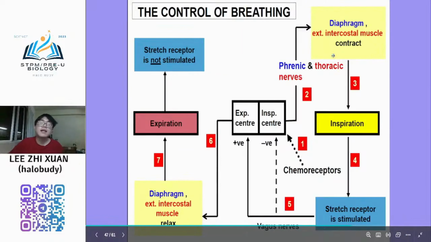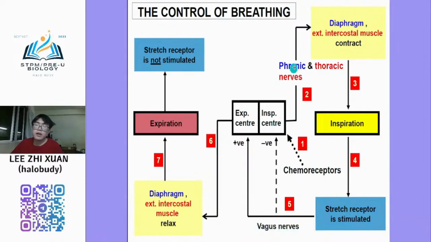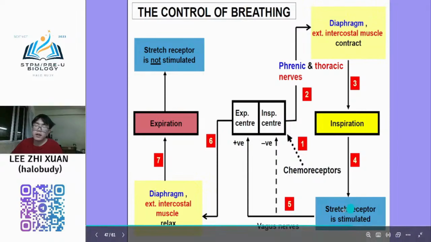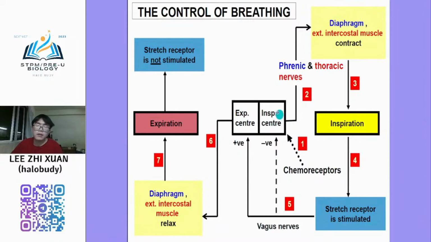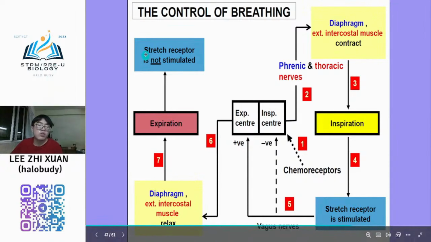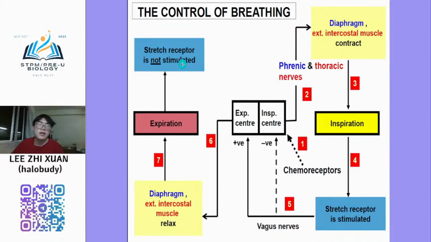So it goes like this. If the chemoreceptor is stimulated, it will go to the inspiratory center, and then to the signal for inspiration, and then the stretch receptor is stimulated, and it will give a positive effect to the expiratory center, but a negative effect to the inspiratory center. So it will stop the inspiration first, and then stimulate expiration, and then after expiration the stretch receptor is not stimulated, and that's all. This is what we call the control of breathing during exercise.